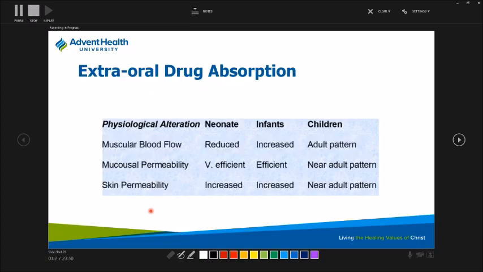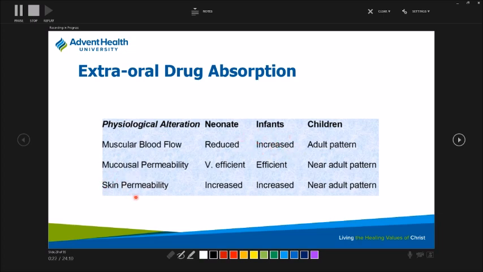Anyway, looking at other routes of administration, I mentioned the muscular blood flow can be pretty reduced in neonates, but again, it gets to more normal patterns by the time you're between an infant and a child. Think about it as well: once infants are starting to get a little more control of their limbs and move around more, that's why you see that increased activity. This will help with getting more drug absorbed there.